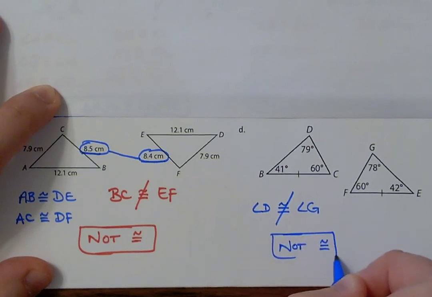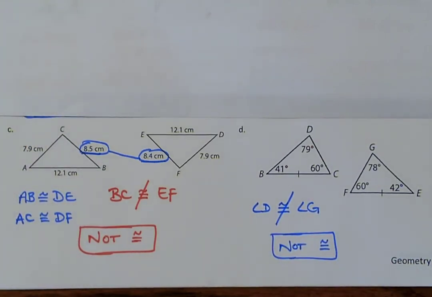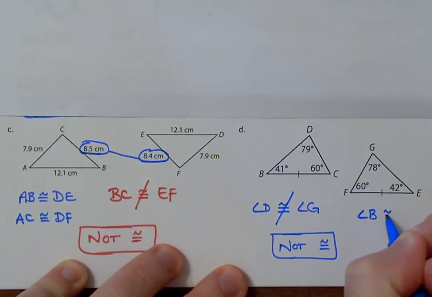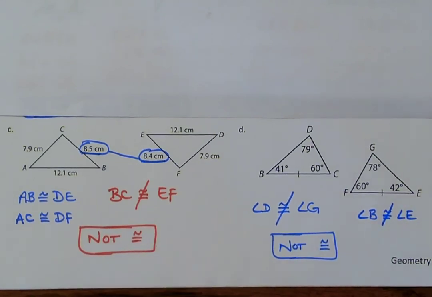So instantly, right away, I found one that doesn't match. Therefore I can say that these are not congruent, and that is my answer. Now you could also say that B is not congruent to E because 41 and 42 do not equal. I do know that C and F are congruent because they're both 60, but because D and G are not congruent and B and E are not congruent, that means that these two triangles are not congruent.